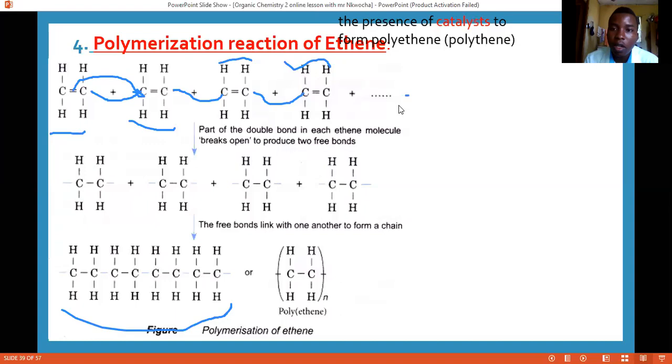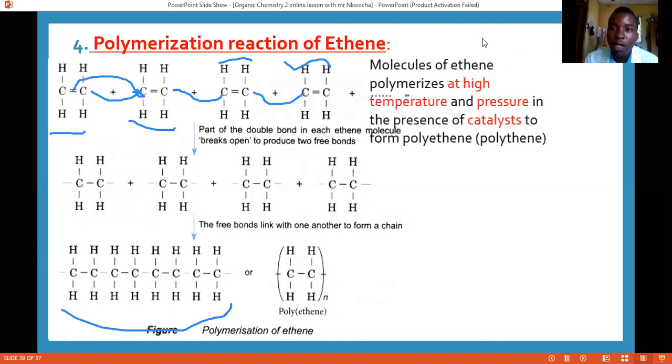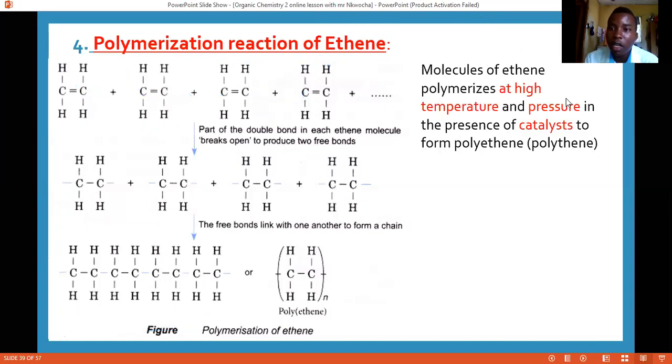Let me see. Okay, so I think I put the condition here. Yes, this is where I put the condition so that you don't forget. Molecules of ethene, with the conditions: high temperature, high pressure, and sometimes the presence of a catalyst are three major conditions that you must take note of and remember.